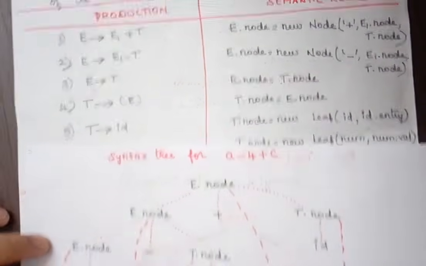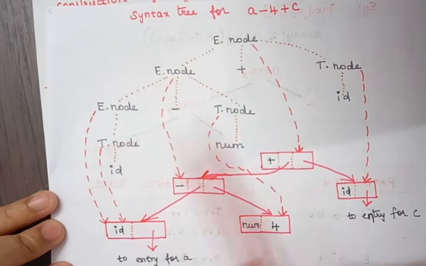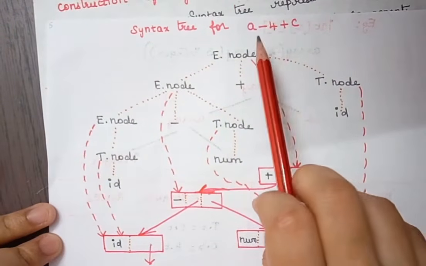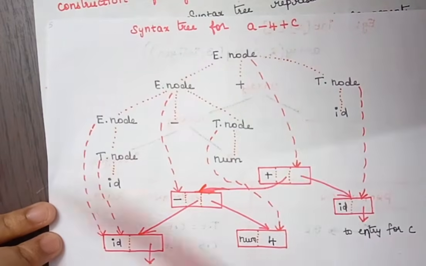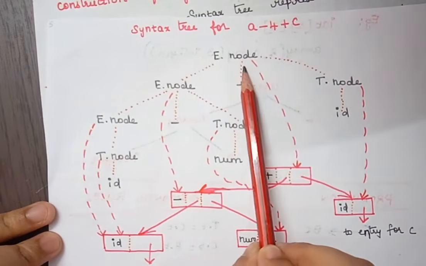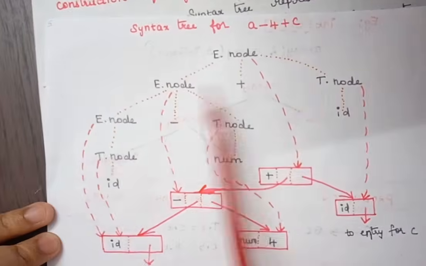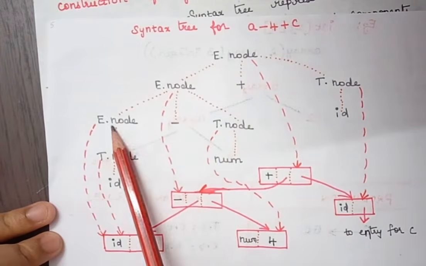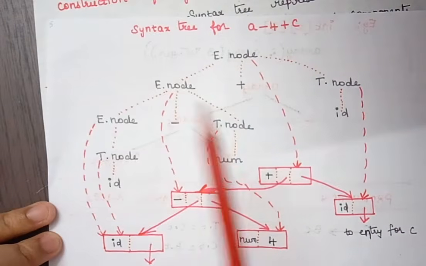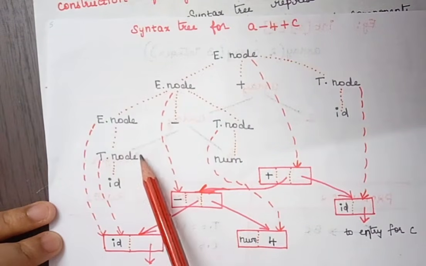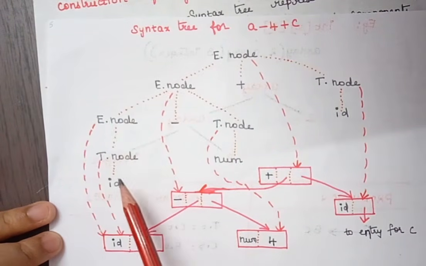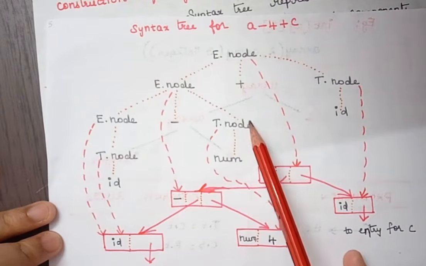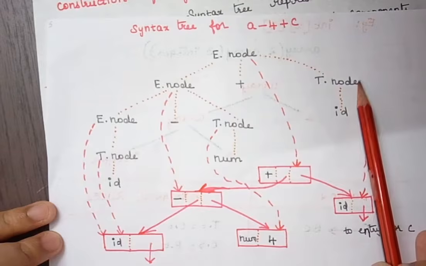And so this is the syntax tree constructed for this given expression a minus 4 plus c. Starting from the E node, which is expanded as E node plus T node. Again we are expanding this E node as E node minus T node. Then this E node will be expanded as T node, and finally the T node is expanded as ID. And here also the same case, the T node is expanded as num, and here the T node is expanded as ID.